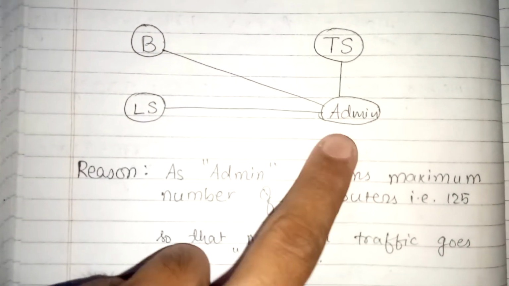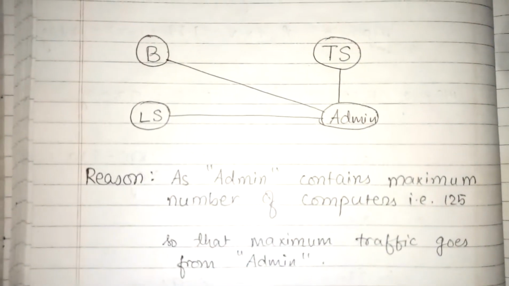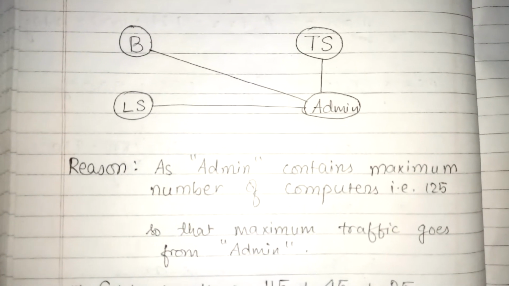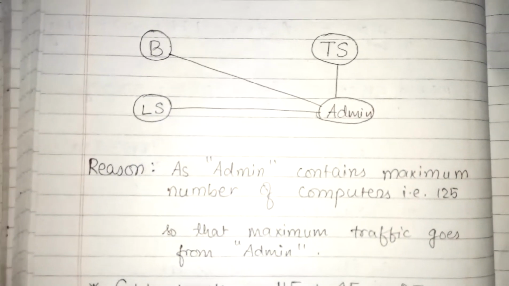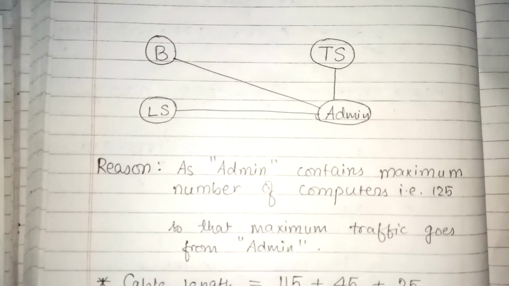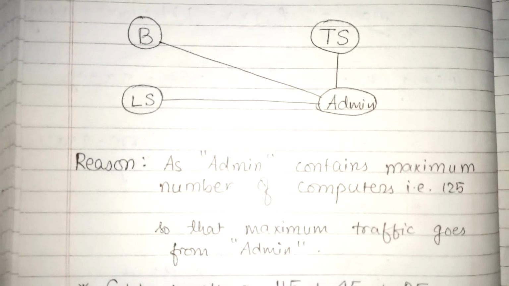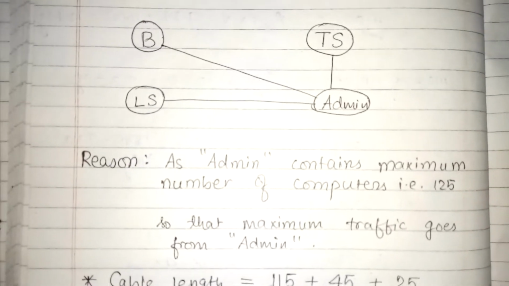An ideal layout should be like this because maximum traffic should go from admin, and this is a star topology. The reason one would prefer it is that admin contains the maximum number of computers, that is 125, so maximum traffic goes to admin. That is why we would prefer this layout, but that's not actually a correct answer. Many will get confused by it. This is not a correct answer.